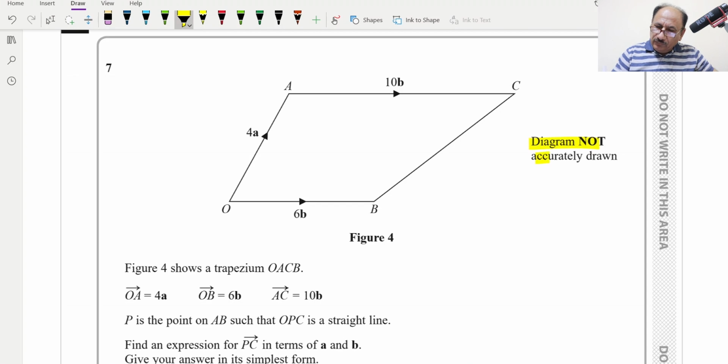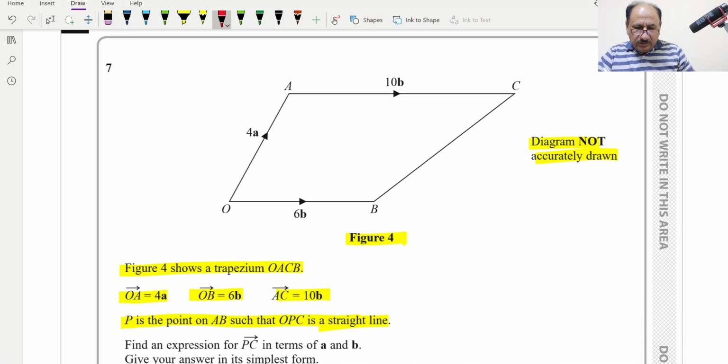Diagram is provided which is not accurately drawn. Figure 4 shows a trapezium OACB. OA is provided, OB is given, AC is also given, P is the point on AB such that OPC is a straight line. P is the point on AB. So first of all we'll draw AB, and direction will be this one.